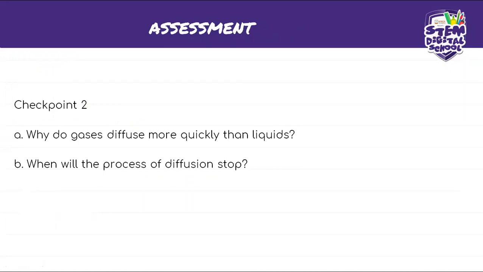Why do gases diffuse more quickly than liquids? And B, when will the process of diffusion stop? So take note. Yes, send in your answers. This one is a bit tricky, but it's simple if you were following. The other one, you got total. Let's see whether you will get total here. I know you can get it.